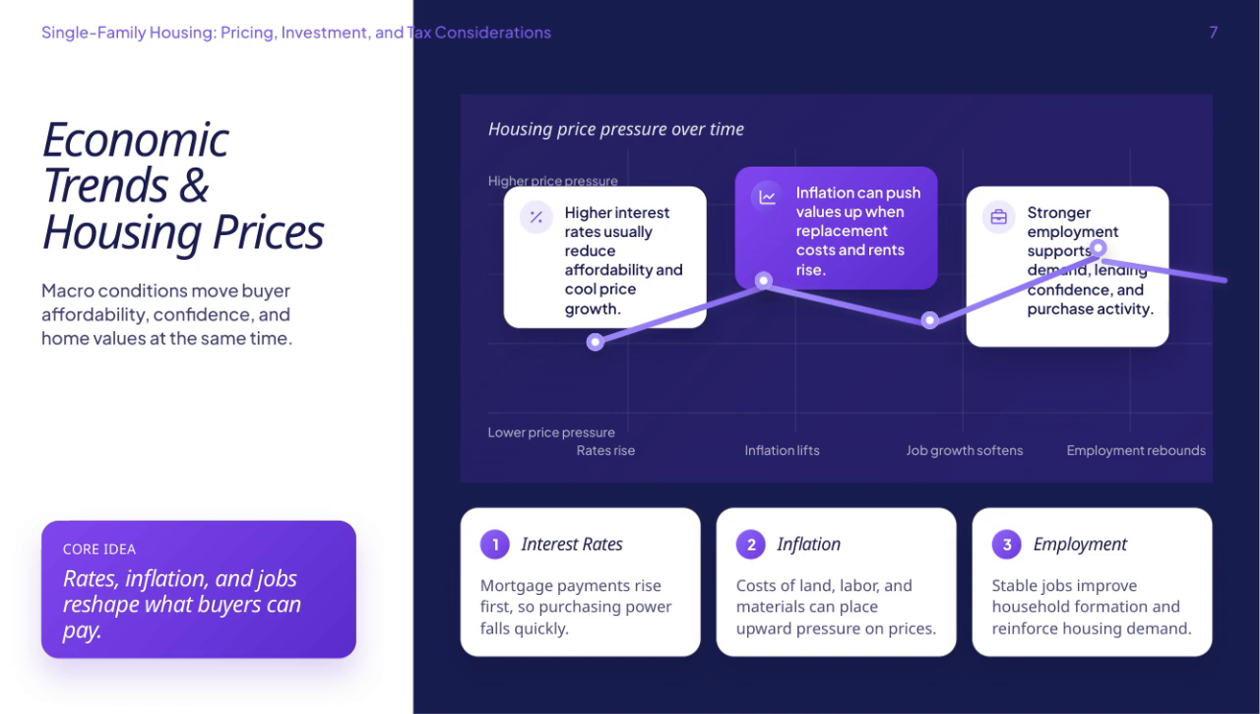Over time, these factors work together to create varying levels of price pressure. For example, rising rates typically cool the market, while inflation can drive prices up by increasing replacement costs and rents. Meanwhile, employment trends directly influence demand and activity in purchasing homes. Understanding these dynamics helps us grasp the complexities behind housing price movements and guides better investment and policy decisions.